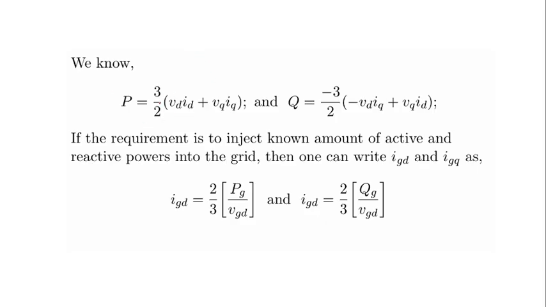We know that P is 3 by 2 times Vd into Id plus Vq into Iq, and Q is Vq Id minus Vd Iq times 3 by 2. So this negative indicates it is drawing reactive power from the grid, and it is pumping active power into the grid. If the requirement is to inject a known amount of active power and reactive power into the grid, then we can write Id and Iq like this.